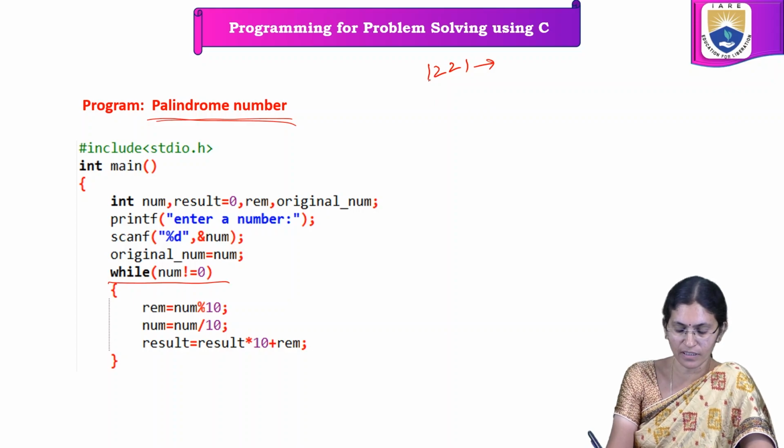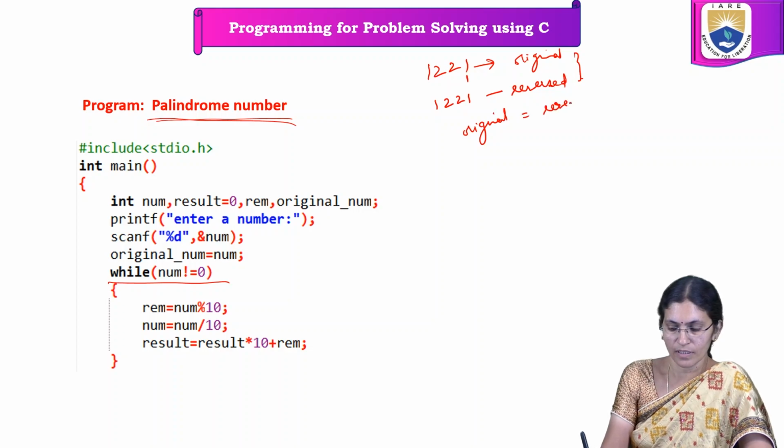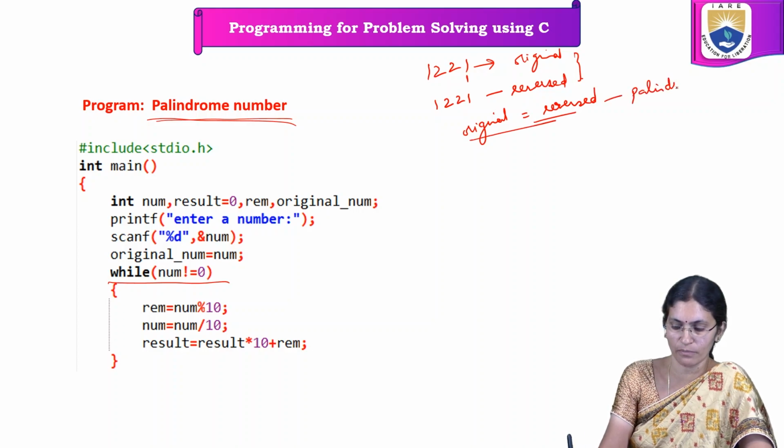If you reverse the digits, starting from here, it will be 1, next is 2, 2 and 1. This is the reversed number. This is the original number and this is the reversed number. Both are equal. So when the original number is equal to the reversed number, then that number is called a palindrome number.